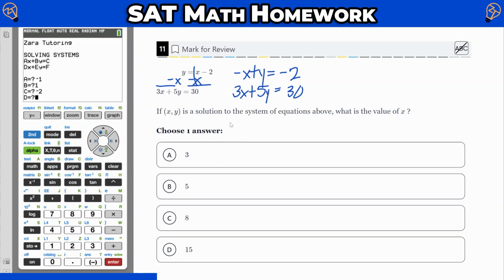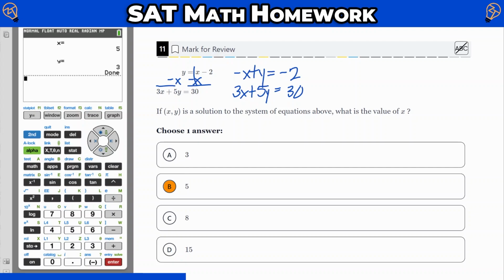And then we'll go ahead and type in these coefficients of 3, 5, and 30. So we get the point of intersection, which is 5, 3. And in this case, they just want the x coordinate. So we know the correct answer is going to be B. So pretty nice and easy there.